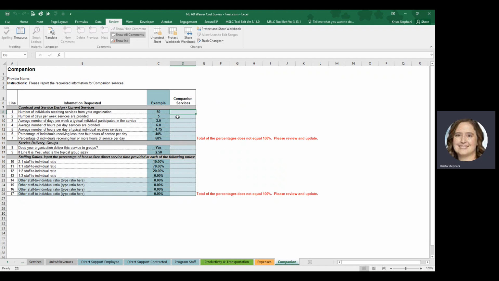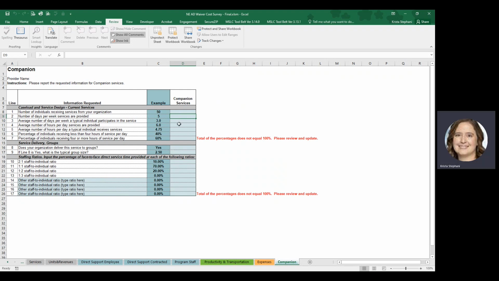Next, because we realized that these services were added to the waiver in August of 2021, you do not have a full calendar year that services were provided. So instead of asking the number of days per year that services were provided, we are asking the number of days per week you provide services. If you are only open on weekdays, please indicate 5. If you're open 7 days a week, you would enter 7 here, or any other number of days during the week that you provide services, please identify that on line 2.